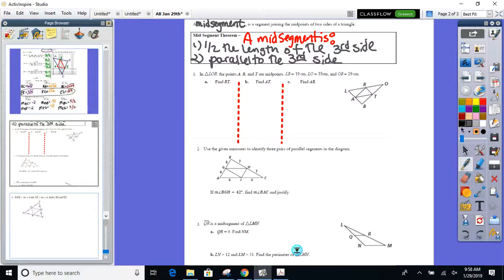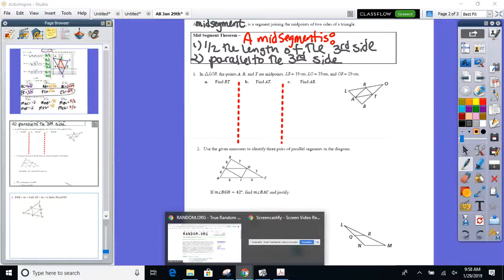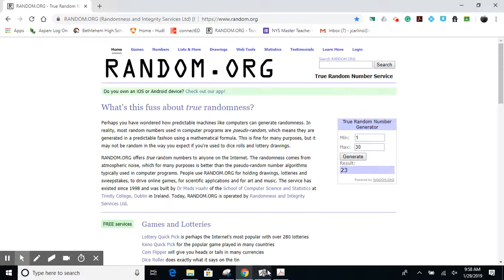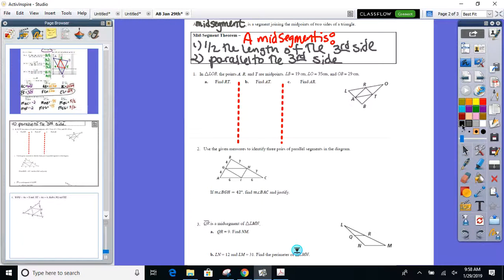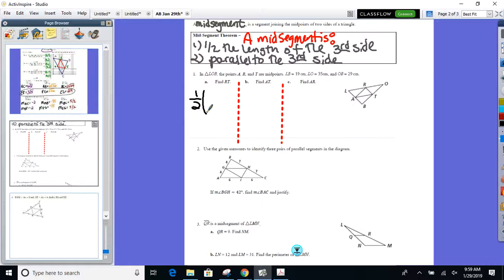Midsegment RT. Somebody tell me what its third side is in the original triangle. RT belongs to what third side? LB. So the theorem says you take half of LB. So half of 19. Everyone, why am I picking 19? RT, the third side for that is LB. Half of 19, 8.5.